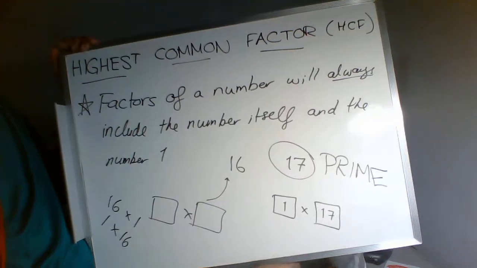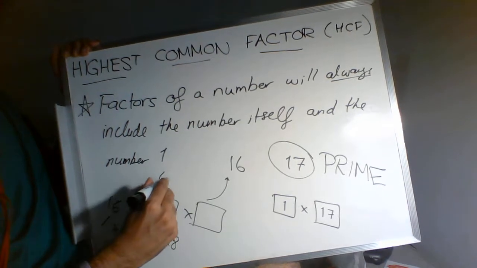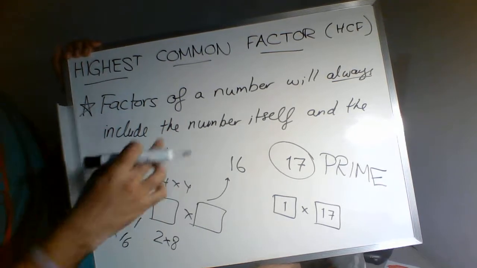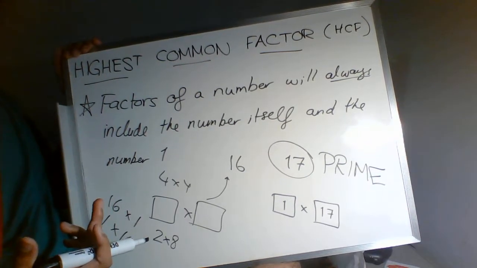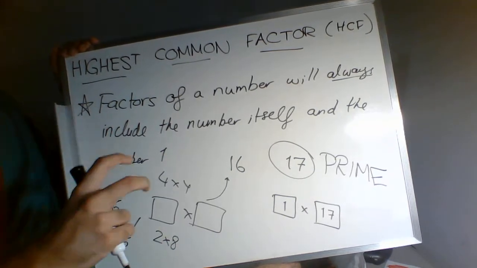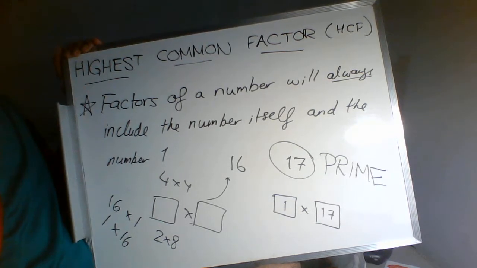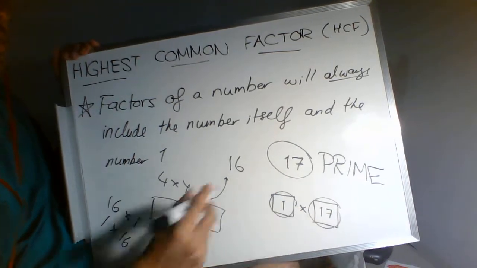If it's not a prime number, like 16, you'll find other ways to get to that number, like 2 times 8 or 4 times 4. There are a whole bunch of other ways to arrive at that number. Even if it's only one other way, as long as there's more than just the number itself times the number 1, then it's not a prime number. But for prime numbers, their only factors are themselves and the number 1.